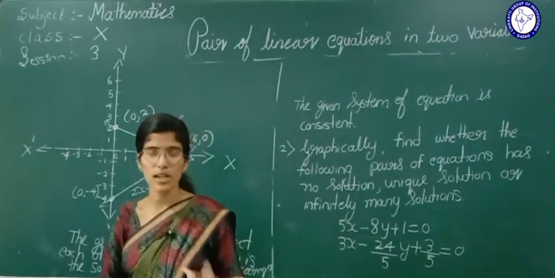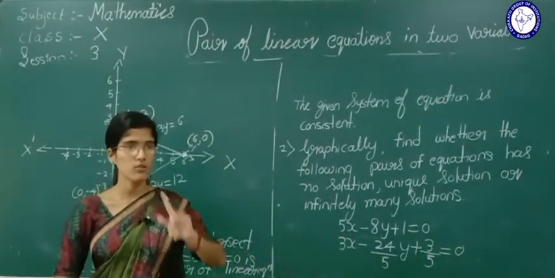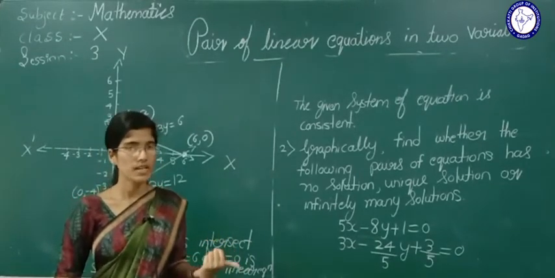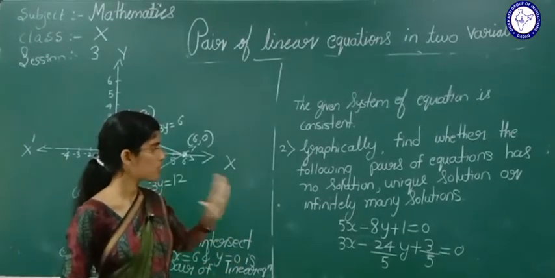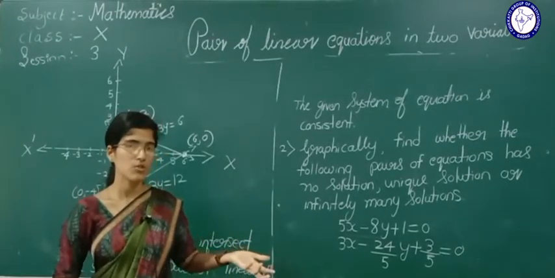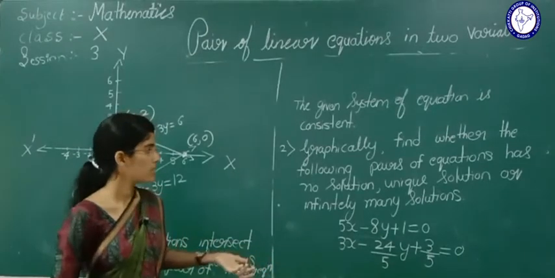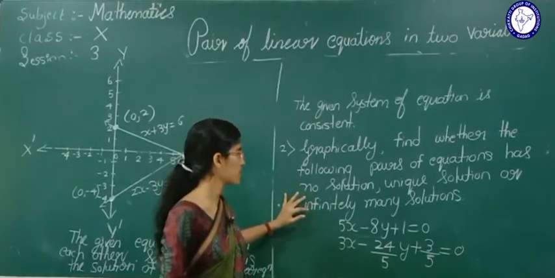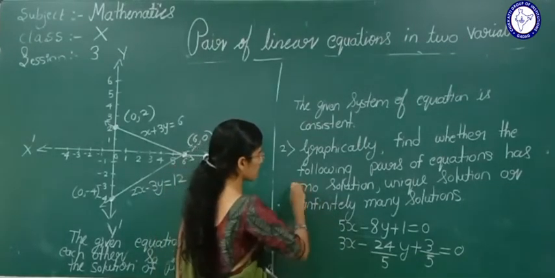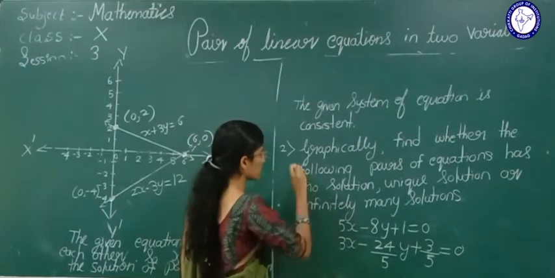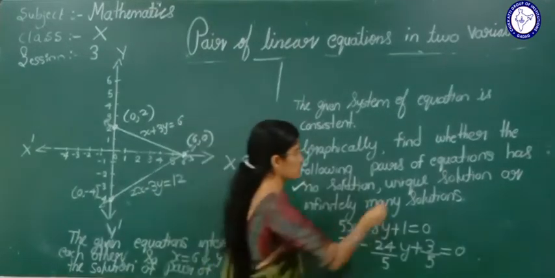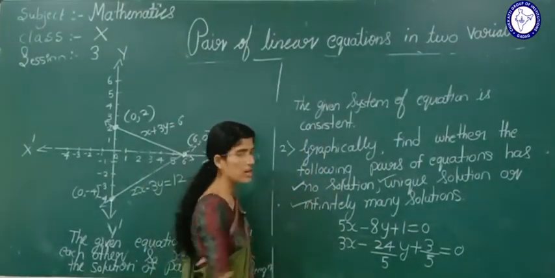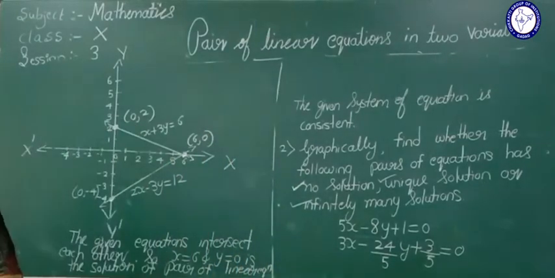You know that if two lines intersect, definitely it has a unique solution. If two lines coincide, the system of linear equations will have infinitely many solutions. No solution will come in which case? If the two lines are parallel. Unique solution if two lines are intersecting. Infinitely many solutions if two lines are coinciding.